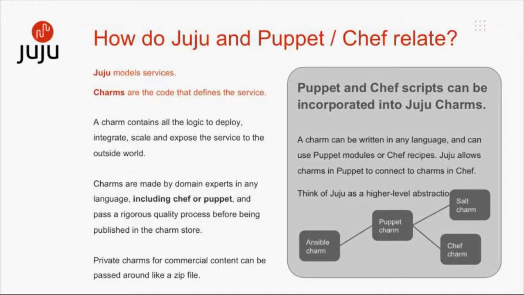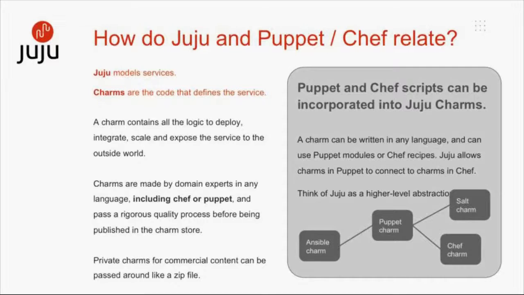Now, a lot of people may have already made investments or worked with tools such as Puppet or Chef or Ansible or Salt, or there's a great many of them out there, config management and automation tools. Juju's not replacing those. You can embed that Puppet manifest or Chef recipe, or whatever, into the Juju service definition.